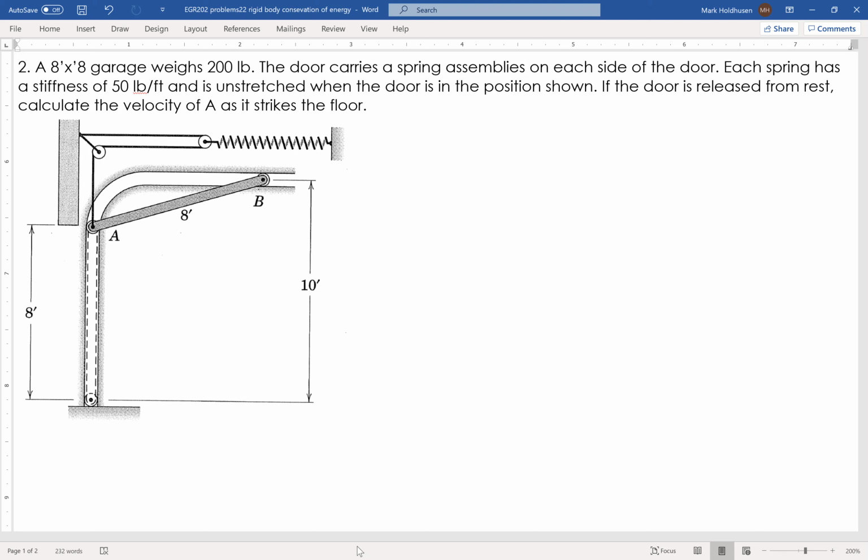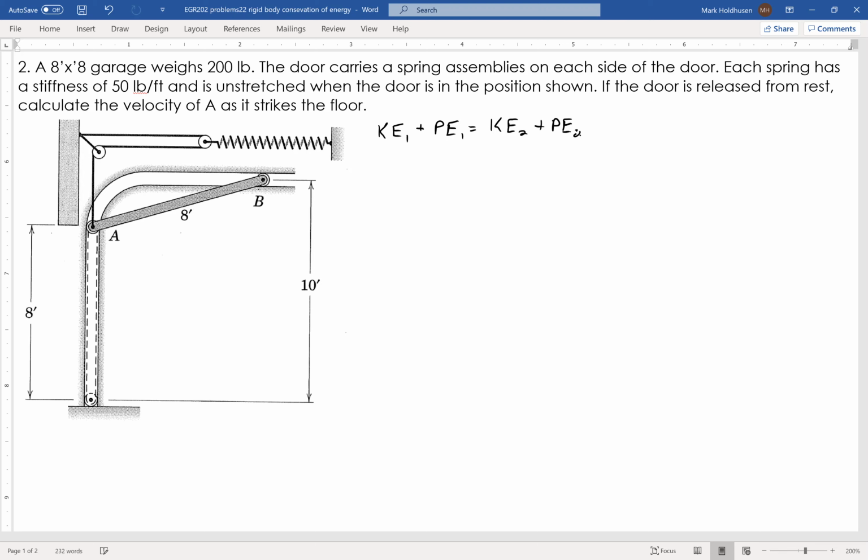Okay, so again, all I've got going on here is those two springs. There are two of them, one on each side. You can only really see one, but just recognize there's two of them. And then gravity pulling that thing down. So because of that, we're going to say KE1 plus PE1 equals KE2 plus PE2.